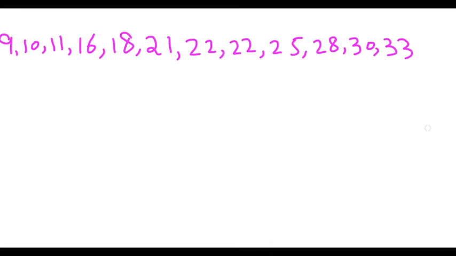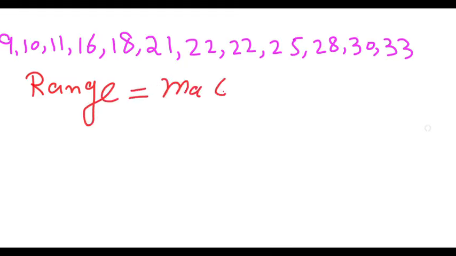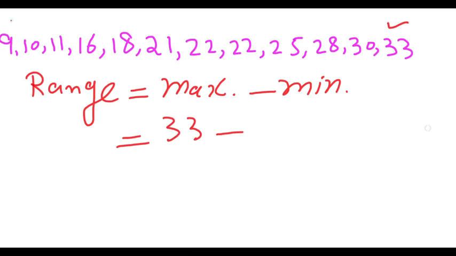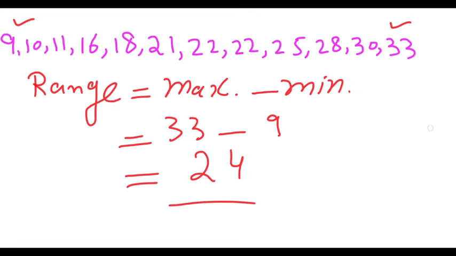Right, determine the range. So range is maximum value minus minimum value. So the maximum we got is 33, minus minimum we got 9. So the answer is 24. So this is my final answer. Must remember, only the values will be changed, but the method is exactly the same. So I showed you both even number and odd number, how to find the mean, median, mode and range.